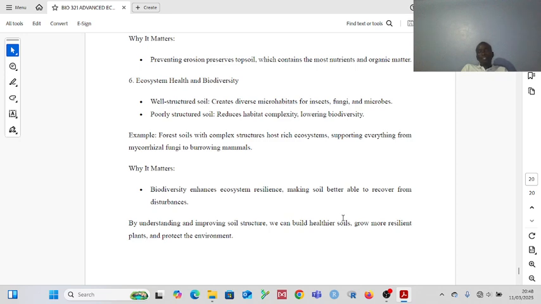But soil that is well structured will support diverse organisms. There will be plants, there will be animals, there will be insects, there will be different microorganisms within that particular ecosystem. So that will mean a higher biodiversity. Okay? So you can read through the notes.